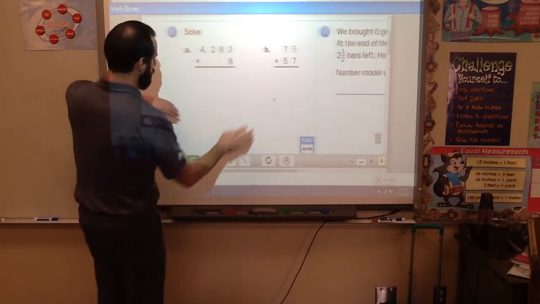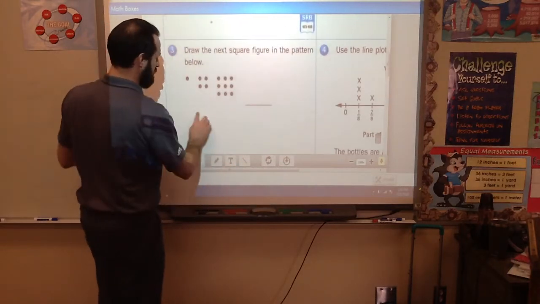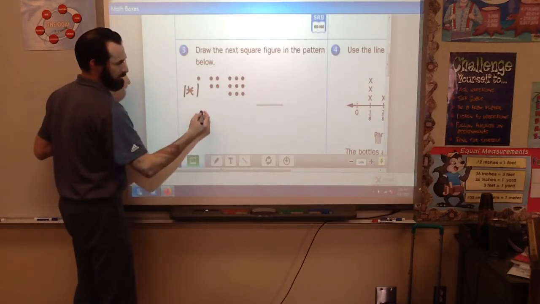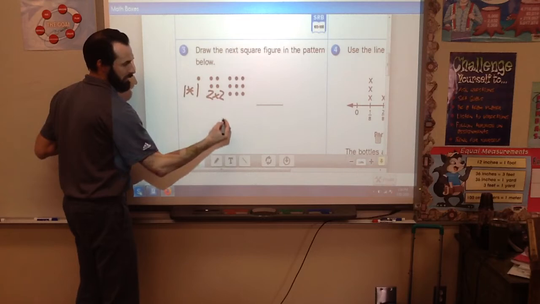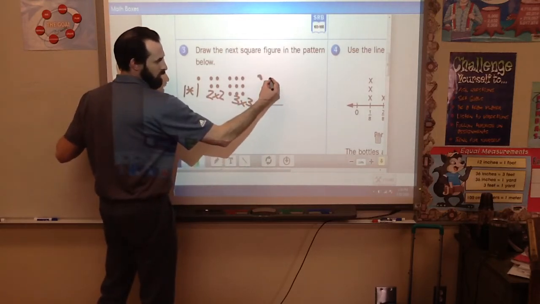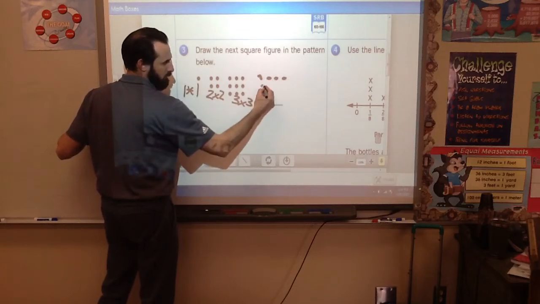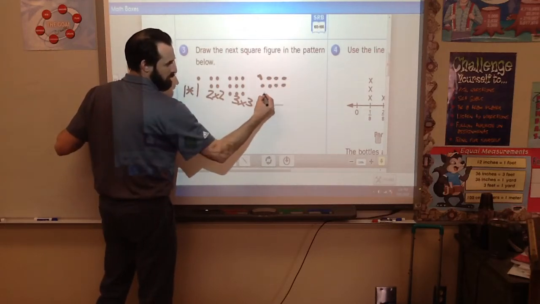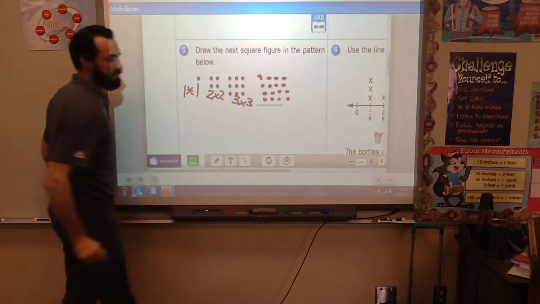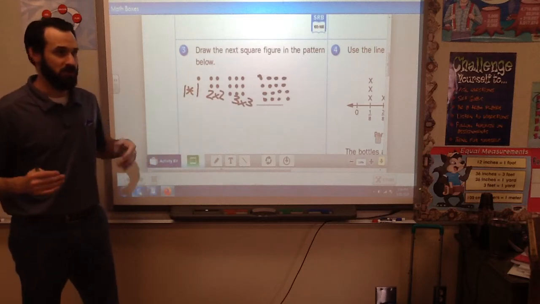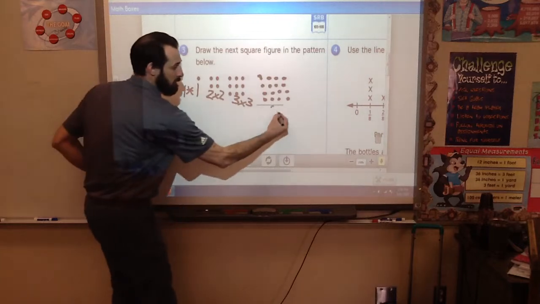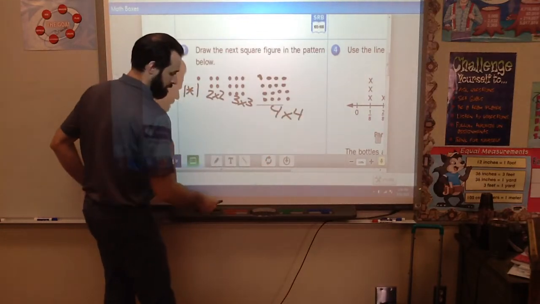Okay, moving on to problem 3. I told you to think about these like arrays. This is a 1 by 1 array. This is a 2 by 2 array. This is a 3 by 3 array. So we need a 4 by 4 array. That's the easiest way to think about it, that it's just a square array. 1 by 1, 2 by 2, 3 by 3, 4 by 4.